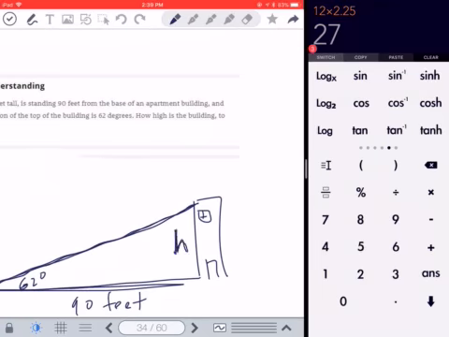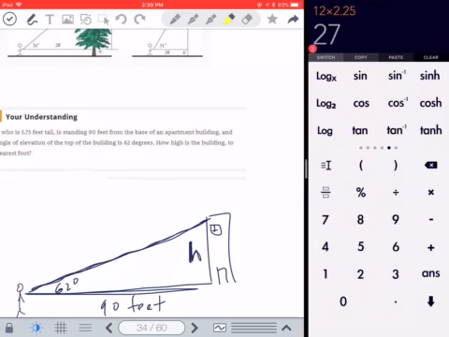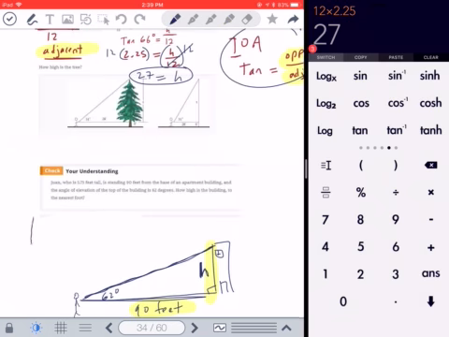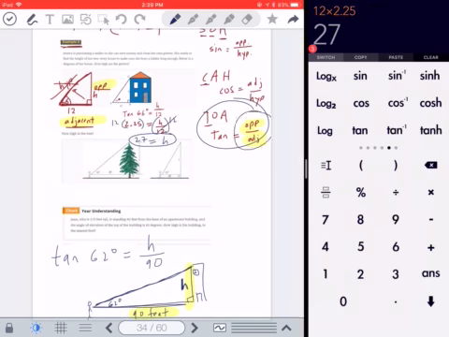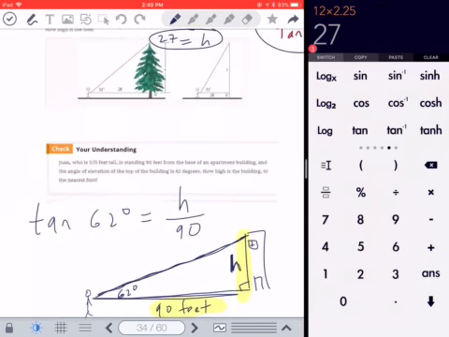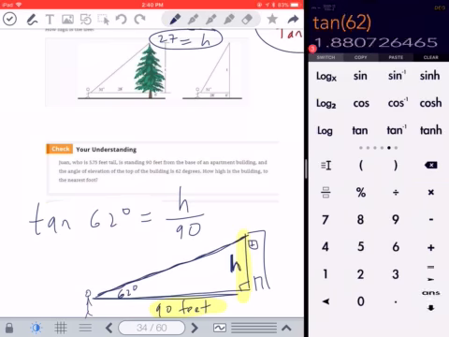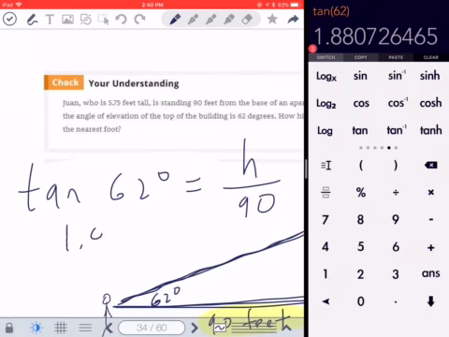So again, I'm going to use my tangent function because I have the adjacent, and I have the opposite. I don't have anything to do with the hypotenuse. So I'm going to do the tangent of 62 degrees equals opposite, which is h, over 90. Opposite over adjacent right up there. And then I'm going to do my tangent of 62. I'll figure out what that is. That's about 1.88.